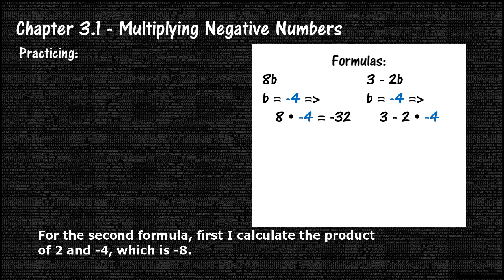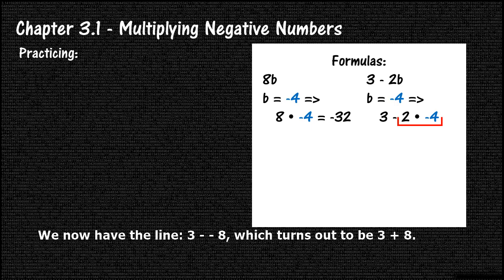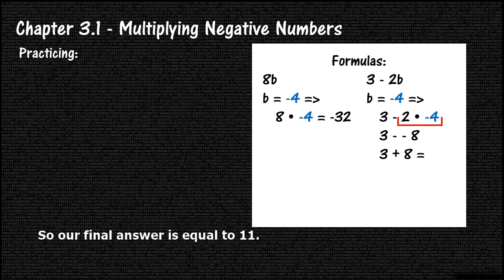For the second formula, first I calculate the product of 2 and minus 4, which is minus 8. We now have the line 3 minus minus 8, which turns out to be 3 plus 8. So our final answer is equal to 11.